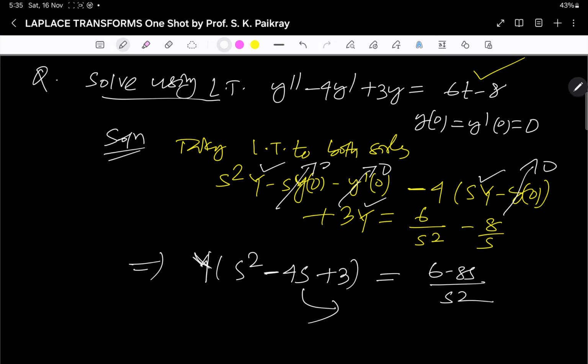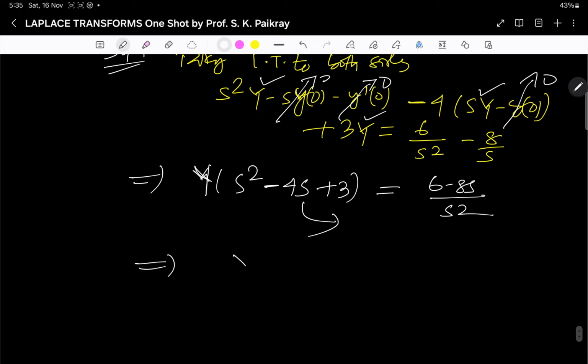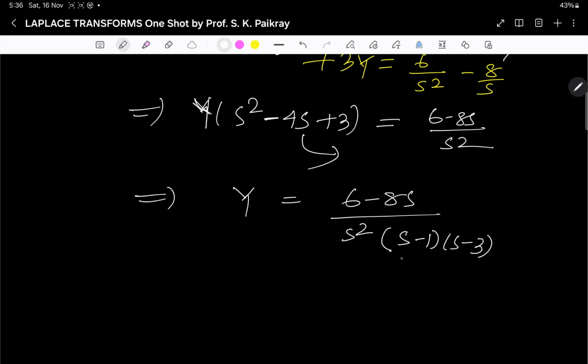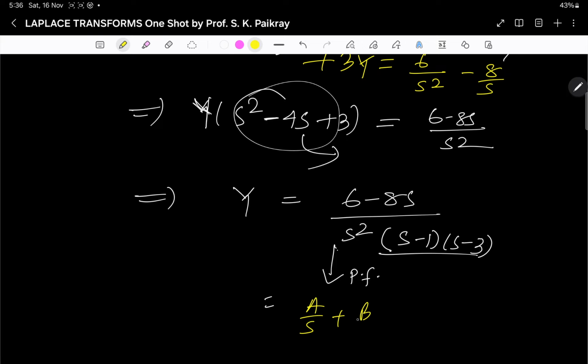Now you divide it in the right hand side. So that means y is equal to 6 minus 8s divided by s square. I make the factorization here, s minus 1 into s minus 3, s square minus 4s. So I just apply the factorization here. Now you apply the partial fraction here. It will be a by s plus b by s square plus c by s minus 1 plus d by s minus 3.